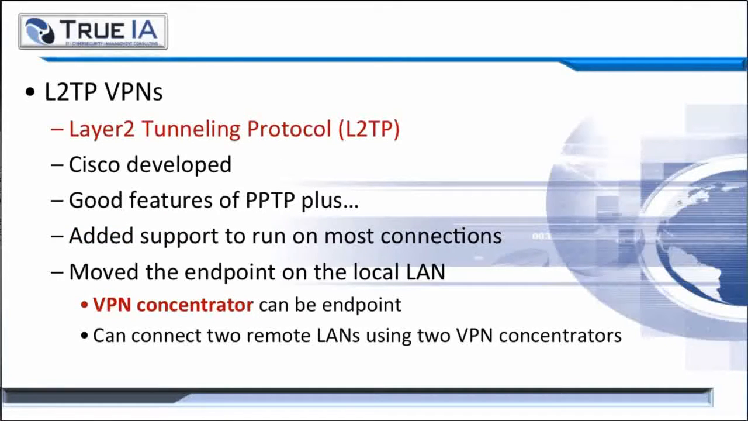Next is the Layer 2 Tunneling Protocol, developed by Cisco, and has all the good features of PPTP, plus a little added support to run on most any type of connection. However, they have moved the endpoint to the local LAN. With this, you're going to use a VPN concentrator as your endpoint, and then your clients will connect via the concentrator to your internal LAN.